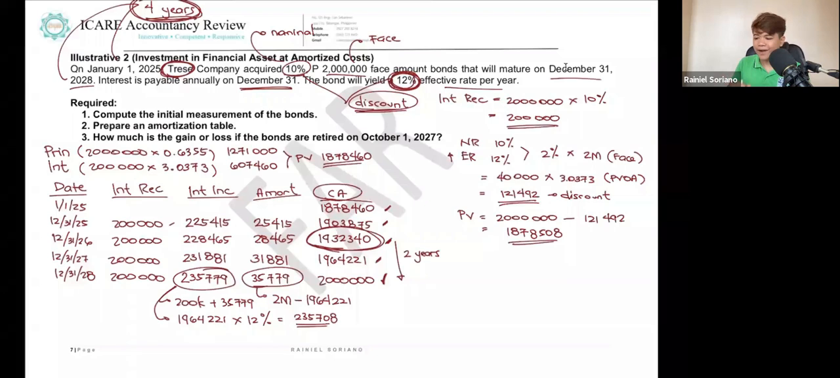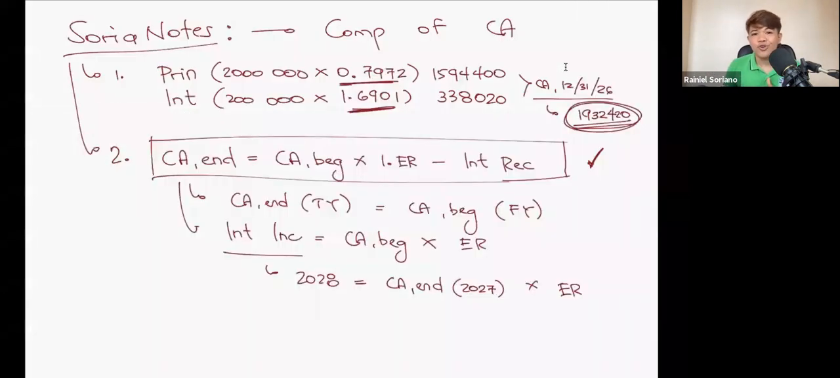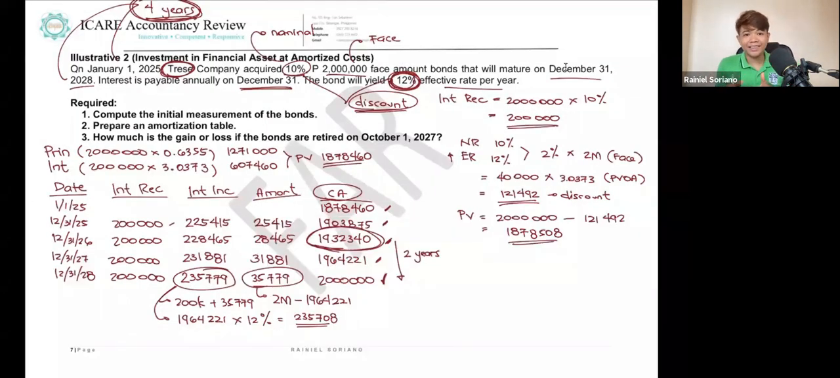So actually, if alam mo itong Sorianotes na to, you don't have to prepare this lengthy amortization table because apparently you can just easily compute the carrying amount. If you know the computation of carrying amount, you can easily compute interest income. And if you know interest income, alam mo na rin i-compute yung amortization. Alright? So that's illustrative problem number 2.